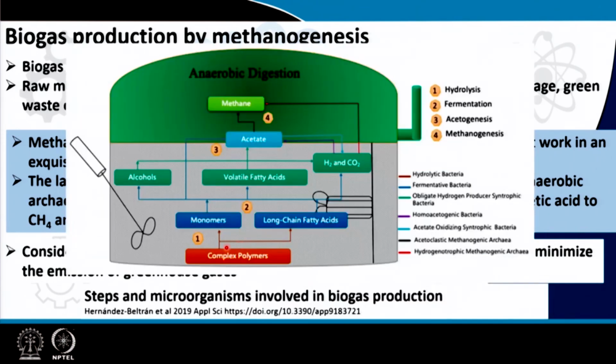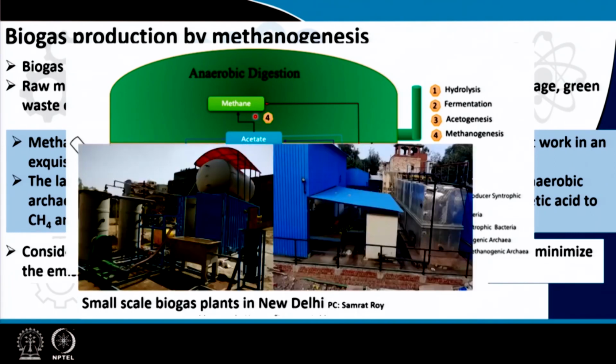For example, if we look at the steps of microorganisms involved in biogas production, we can see that in the anaerobic digester, the complex polymers are first broken down into monomers and long-chain fatty acids through hydrolysis, and then they are subjected to fermentation, and followed by fermentation the alcohols and volatile fatty acids, hydrogen and carbon dioxide are produced through acetogenesis, and then in methanogenesis they use this substrate, either the acetate or the hydrogen and carbon dioxide, to produce methane. And here is a picture of a small-scale biogas plant which is located in New Delhi.